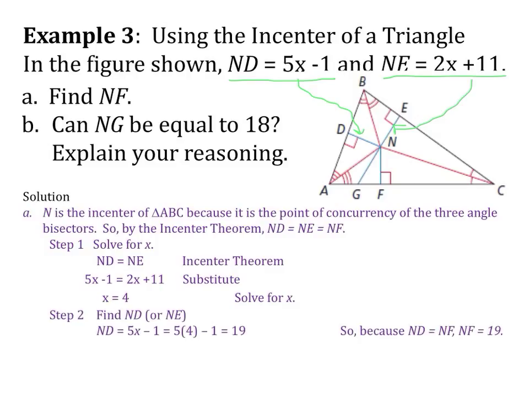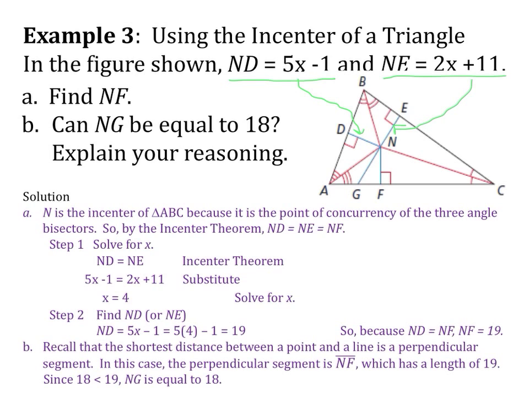Use substitution to find ND or NE, they're the same. So ND equals 5x minus 1, substitute 4 for x, and solve to get 19. So because ND equals NF, NF equals 19. Next, we want to recall that the shortest distance between a point and a line is a perpendicular segment. Super important. In this case, the perpendicular segment is segment NF, which has a length of 19. Since 18 is less than 19, NG can be equal to 18.